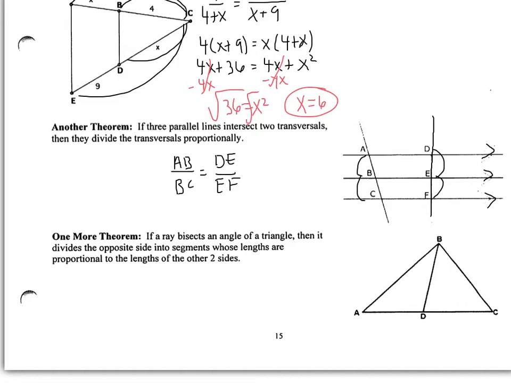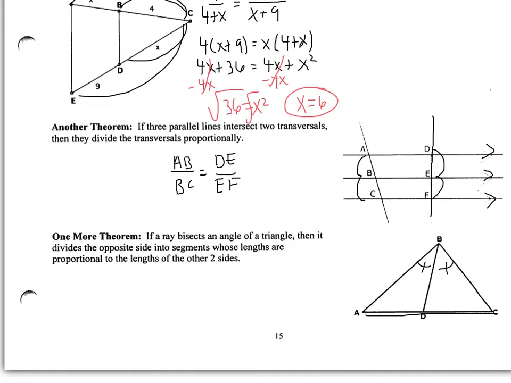This next theorem is the one that's going to be a little more difficult. It says if a ray bisects an angle of a triangle, so if this angle is bisected, then it divides the opposite side into segments whose lengths are proportional to the length of the other two sides.